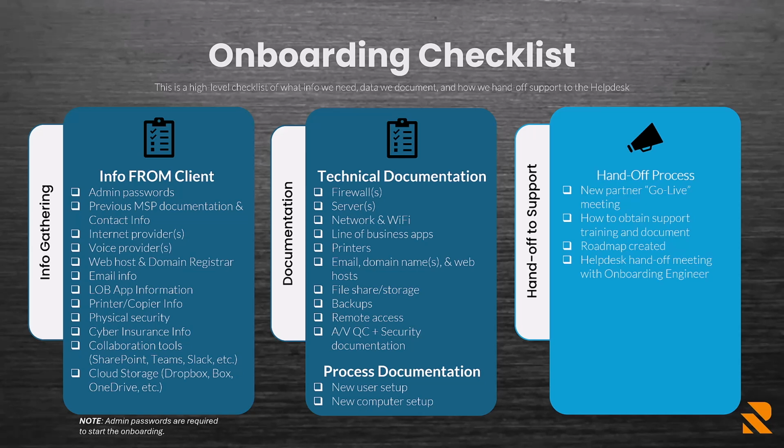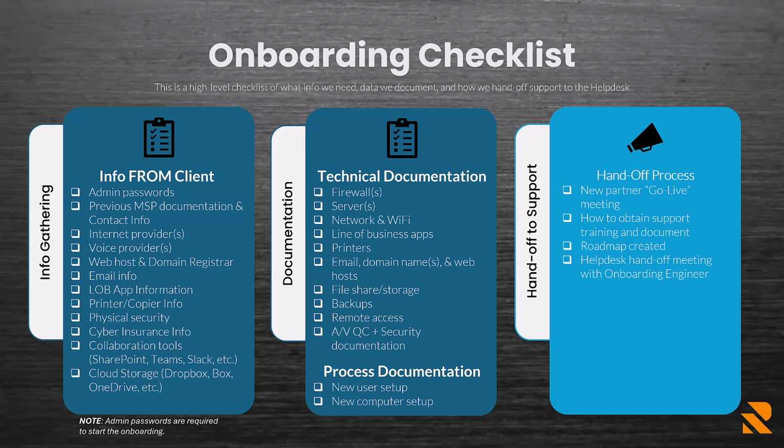So I'd say, all right, here's our checklist. There's a bunch of stuff that we're going to do between now and when we go live. And the first thing we need from you is all of this information on the left. Now, we can probably start an onboarding with just the admin passwords, because we're pretty smart. We can figure these things out, but it takes us more time the more information we have to figure out.